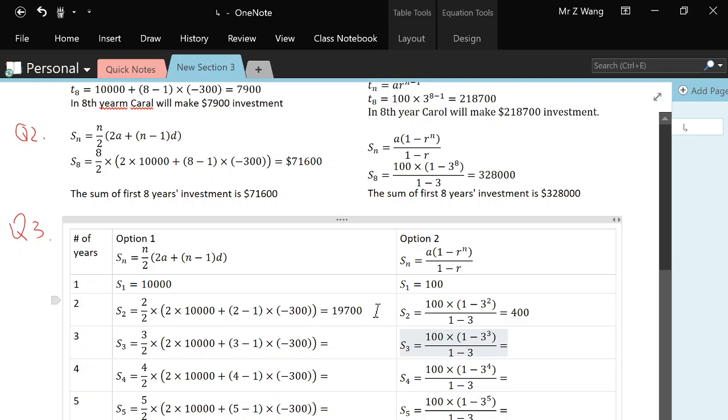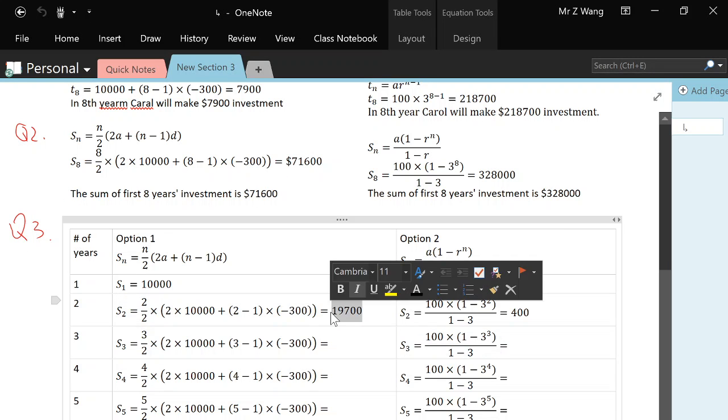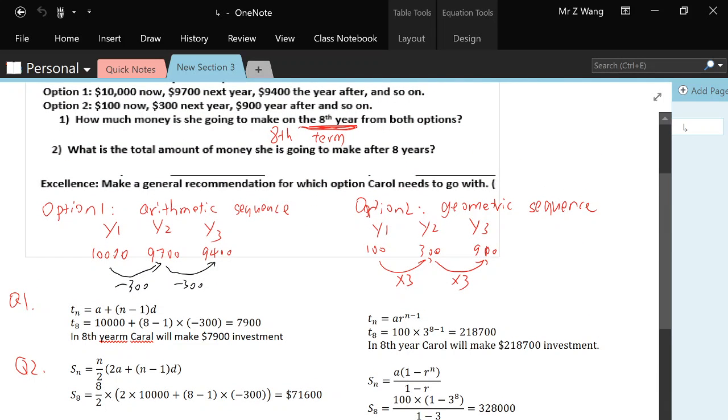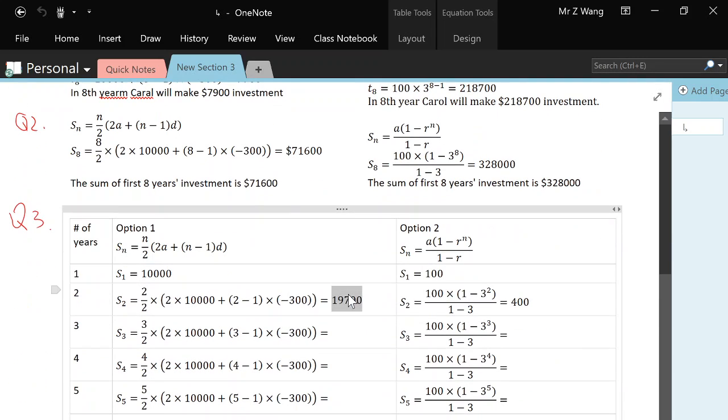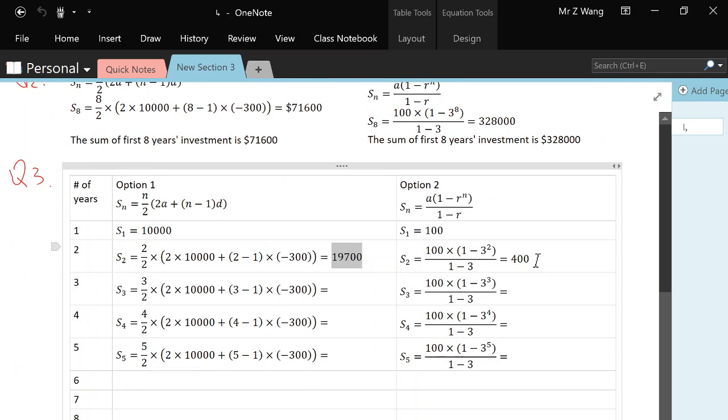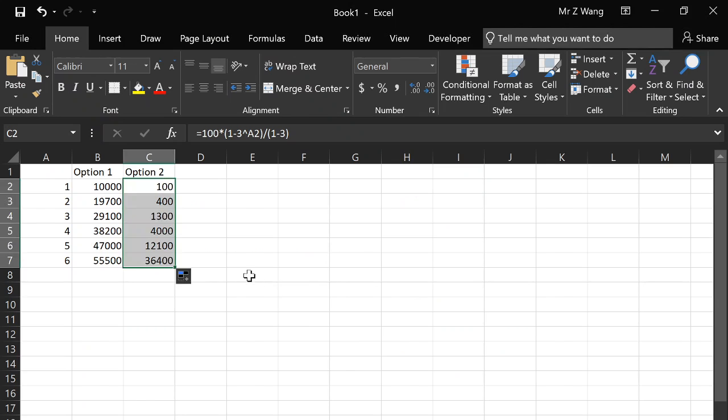Let's first make sense of this number, right? 19,700, you have to always verify, right? The first year is 10,000. Second year is 7,700. You add these two up. Of course, at the second year you're going to have 19,700, and for this the first year is 100, second year is 300. Adding these up, at the end of the second year you will have a total of 400. Okay, and then you just continue.